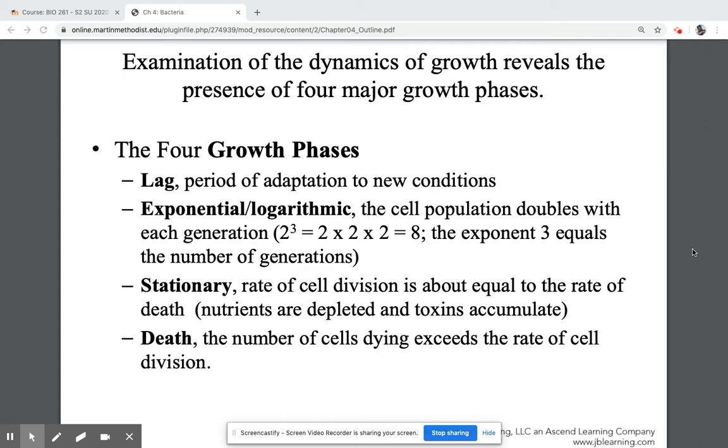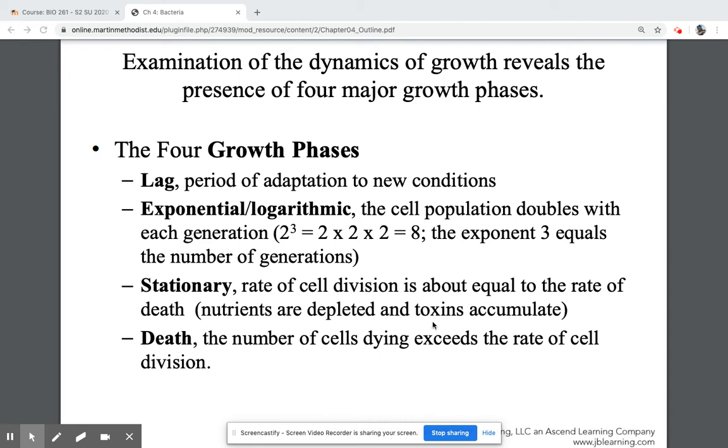All right. So how do we determine the number of generations? If you know the time in which bacteria doubles, then it's easy by using 2 to the nth power, where n, in this case 3, is the number of generations.